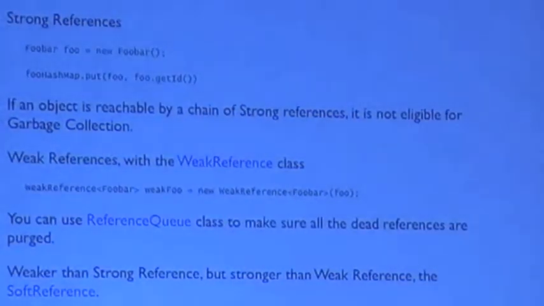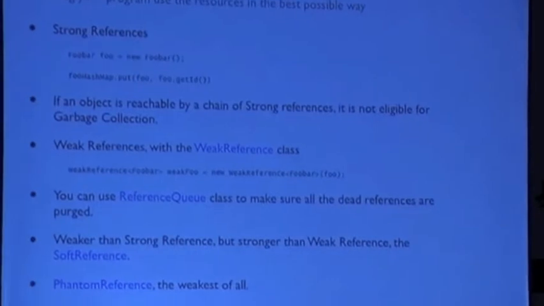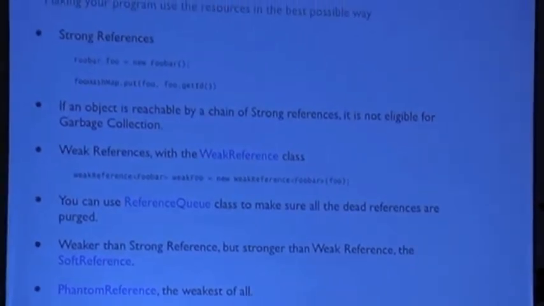So what are strong references? I have a class called Foobar. I'm initializing an object with that. Now what is happening? I'm putting it in the hash map. Now this function goes out of use.